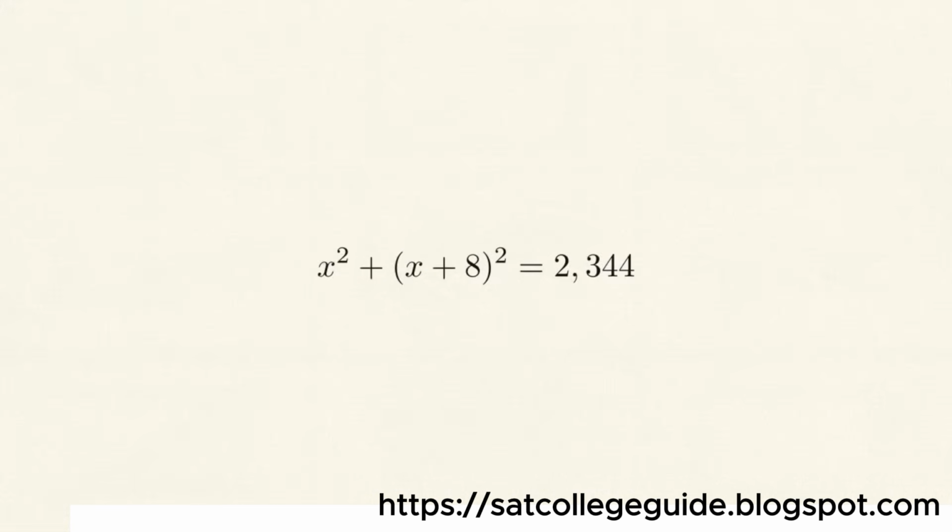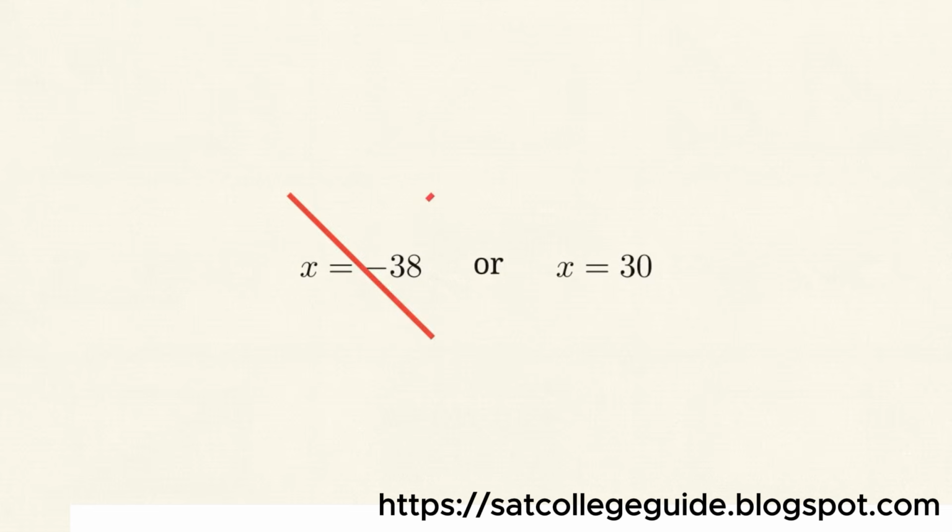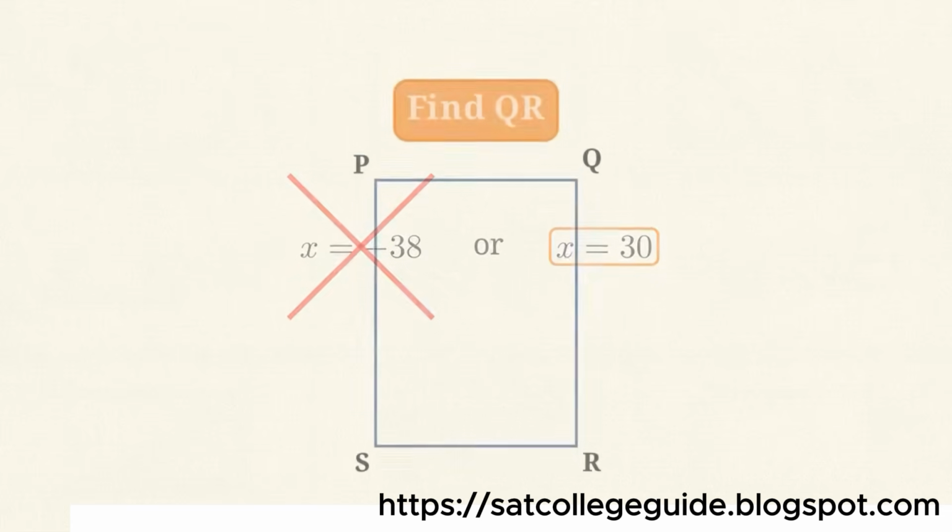Expanding the binomial gives us x squared plus 16x plus 64. We combine the x squared terms and subtract 2,344 to set the equation to 0. After dividing by 2, we factor the quadratic into x plus 38 and x minus 30. This gives us two algebraic solutions, negative 38 and positive 30. Since geometric side lengths cannot be negative, we discard the negative value.